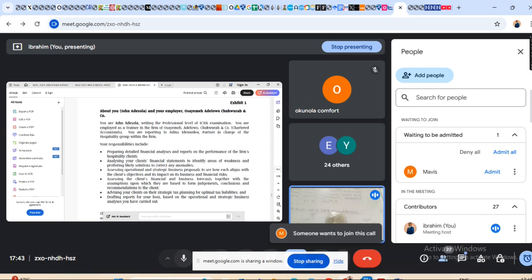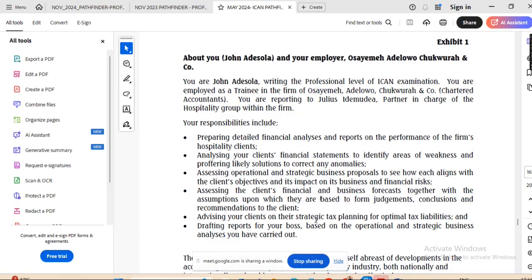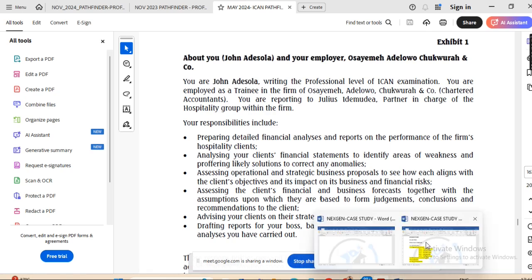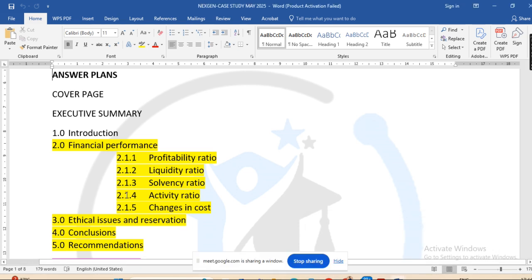Now, in this part, advising your clients on their strategic tax planning, what you need to do again is, from the forecast, advise based on the tax planning for optimal tax liability, and draft a report for your boss based on the operational and strategic business analysis you have carried out. Class, what will be your answer plan to this? I think we've done something similar to this.